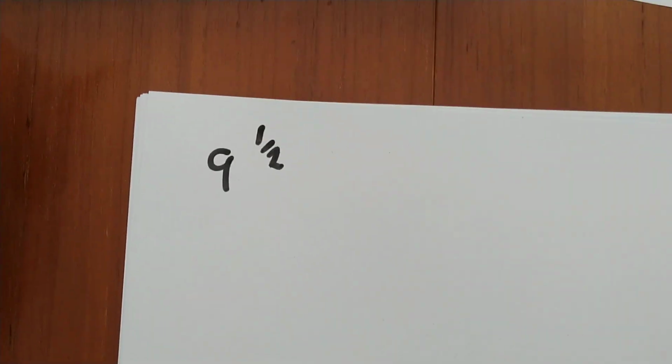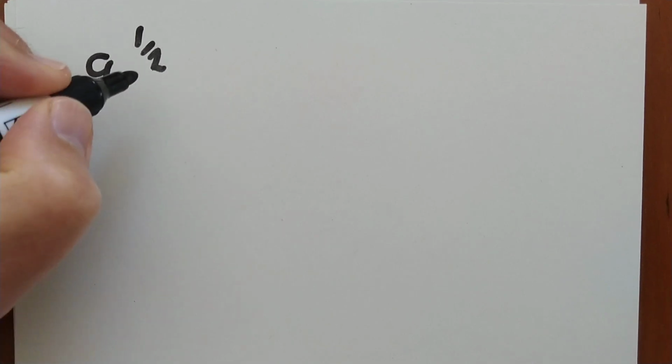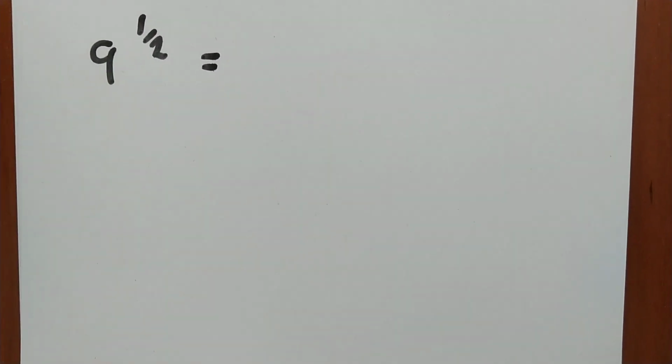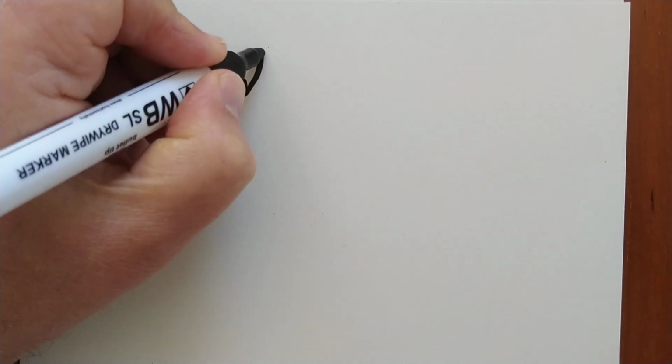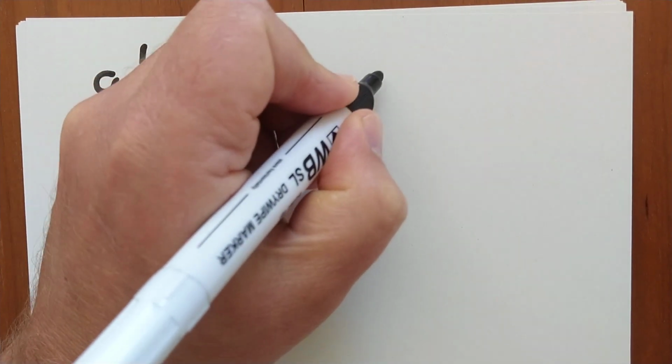Moving on. Nearly done on this bit now. How do you deal with 9 to the power of a half? If I said evaluate this, fraction indices mean roots. 9 to the power of a half is the same as square root of 9, which is of course 3.